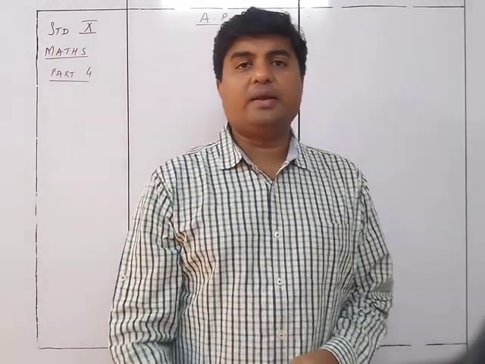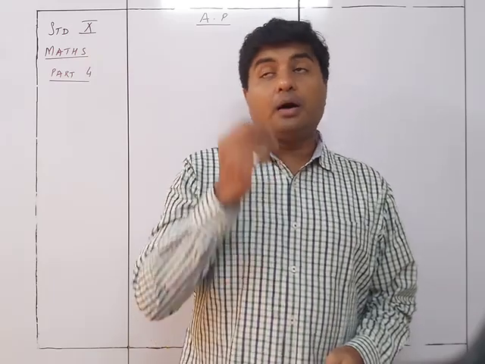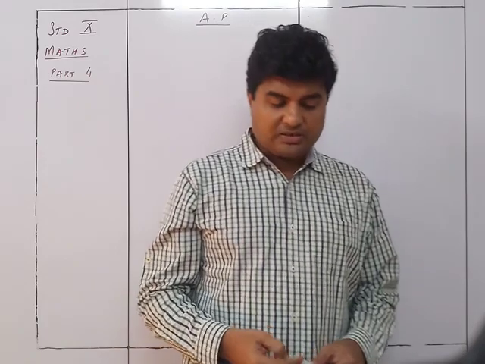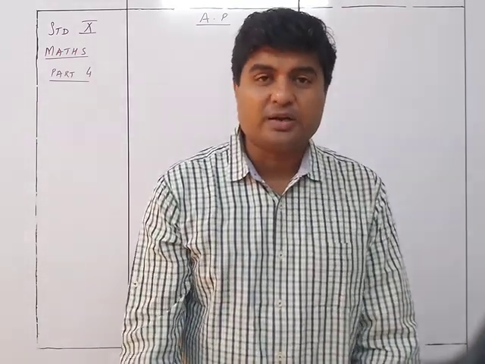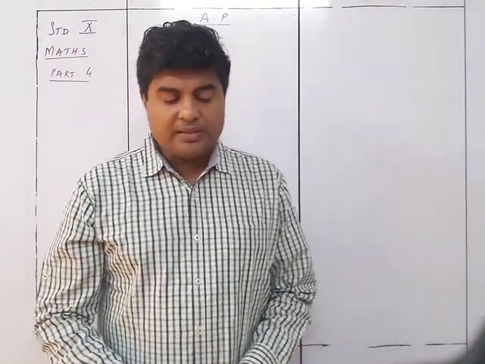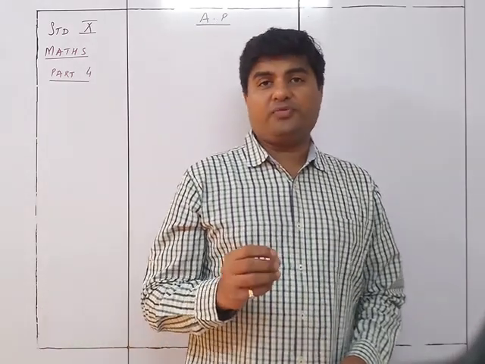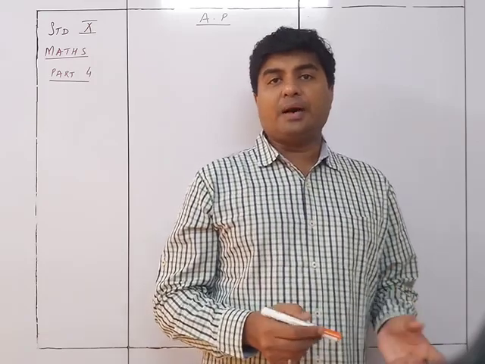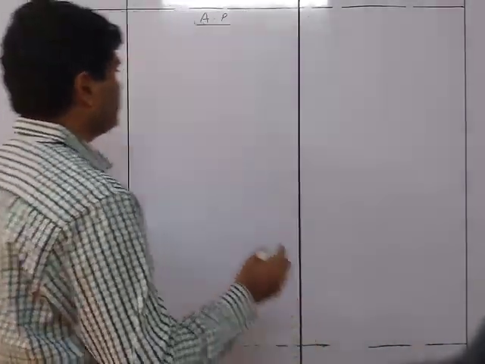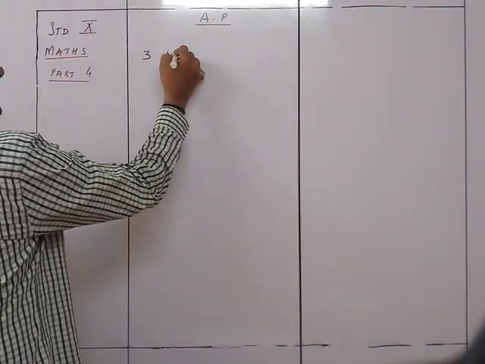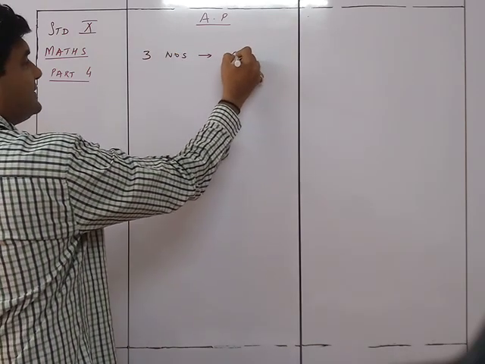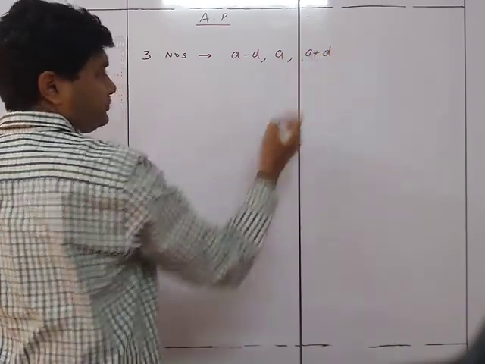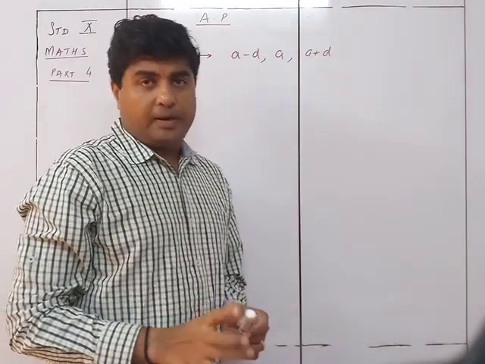So according to that, if we can ease ourselves, we can make this easier when we are using a certain method. So if we are saying that three numbers are in arithmetic progression, then the numbers could be taken as a minus d, a, and a plus d. See, why would I do that?